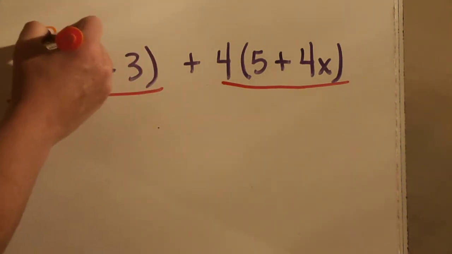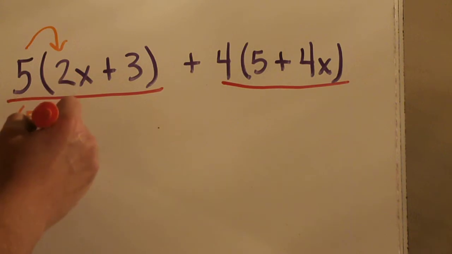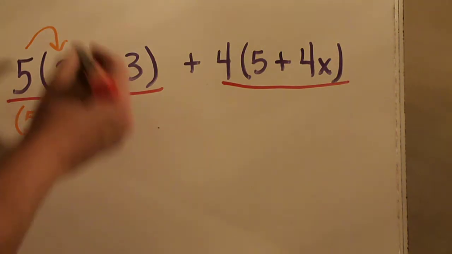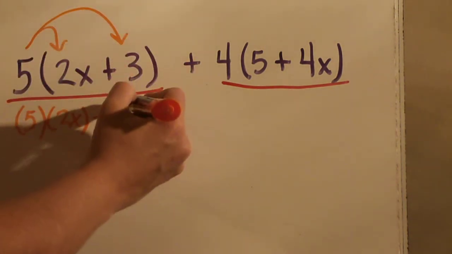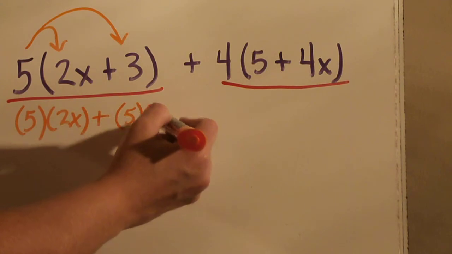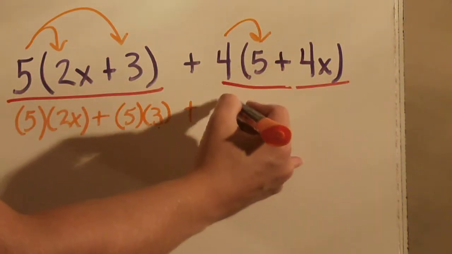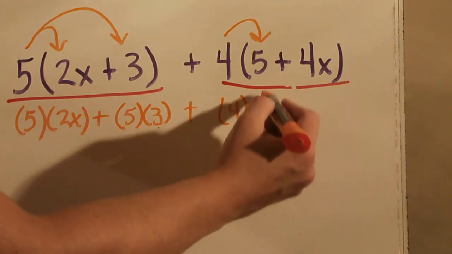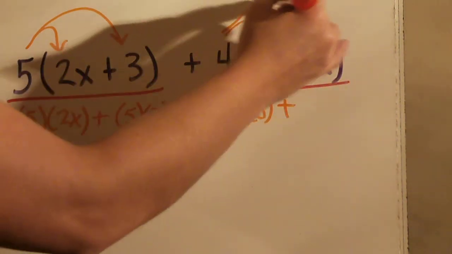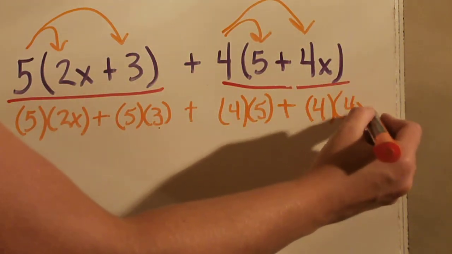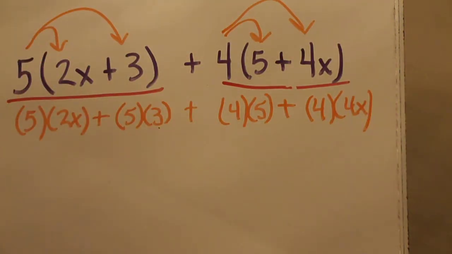So we're going to say 5 times 2x, bring down my plus sign, 5 times 3, bring down my plus sign, 4 times 5, bring down my plus sign, 4 times 4x. Okay? When I do my math, I will then have more simplifying to do.